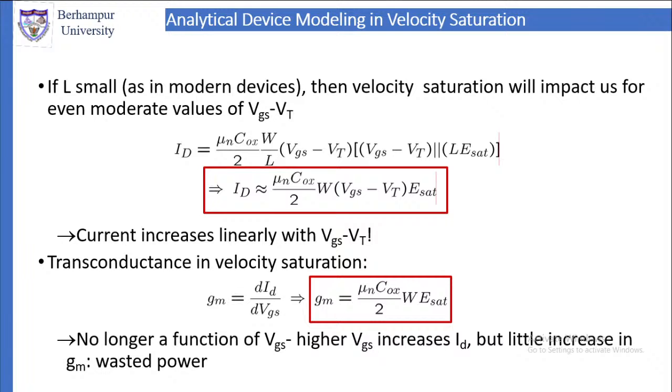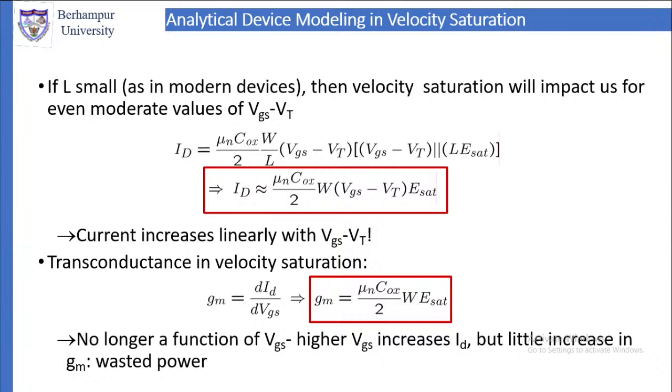Now let us look at the modeling of the device with velocity saturation. Suppose L is small, like in today's devices. All devices now we are trying to get to the nanoscale, so the channel length is small. The smaller, the better. If L is smaller, the speed will definitely be high, because you have a small length to cover. So if L is small, velocity saturation is going to impact the design even for small or moderate values of VGS minus VT.